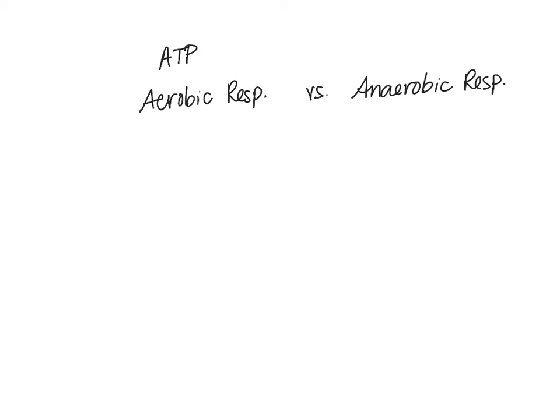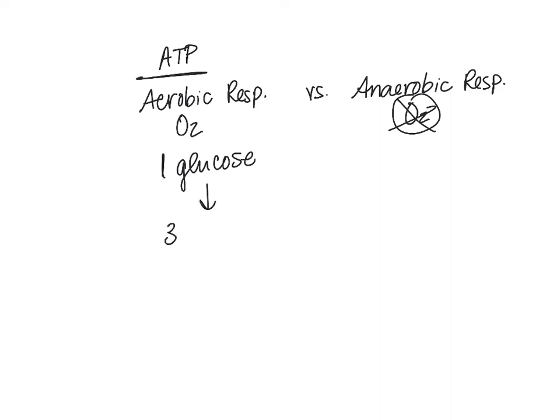So now if we compare the amount of ATP that's made, if we look at aerobic respiration versus anaerobic respiration, we can take a look at another main difference between these two types. So remember that aerobic respiration requires oxygen, whereas anaerobic respiration does not. That's one key difference there. The other key difference is that for each glucose molecule that goes through aerobic respiration, we can produce about 34 to 36, somewhere around there, ATP molecules.